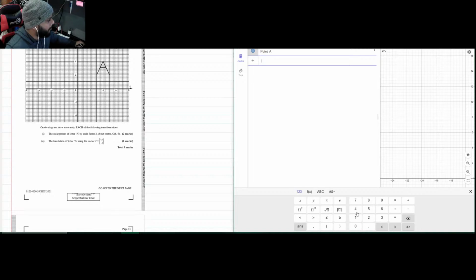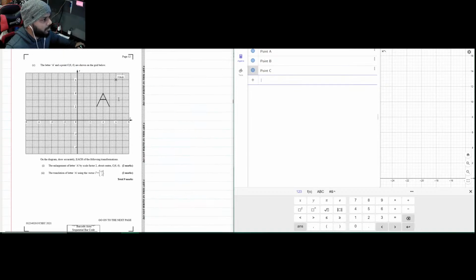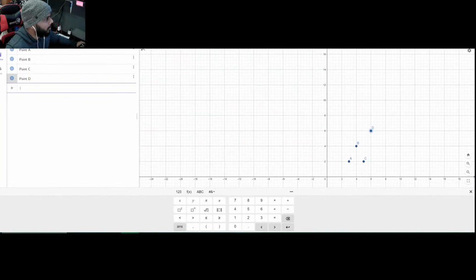4, 4. 5, 2. 5, 2. And the center of rotation is 6, 6. And I can probably join that line there.